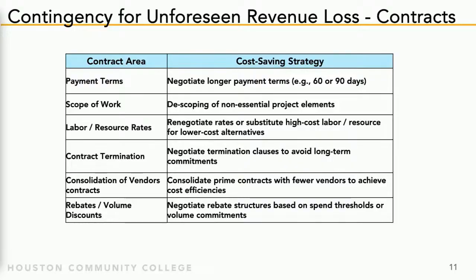And we can negotiate on page 11. We're looking at the contract options: longer payment terms, 60 or 90 days; limiting the scope of work, perhaps de-scoping non-essential project elements; labor resource rates, renegotiating rates or substituting high-cost labor resources for lower-cost alternatives; checking contract termination, since sometimes we can get an early out if we give adequate notice; consolidating vendor contracts; and then maximizing rebates and volume discounts, which we should already be doing as a matter of practice.